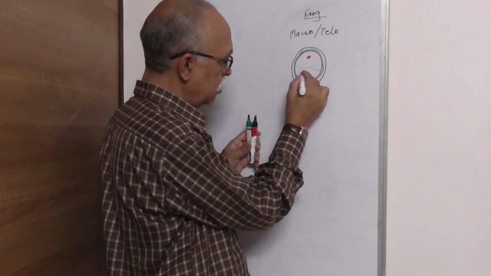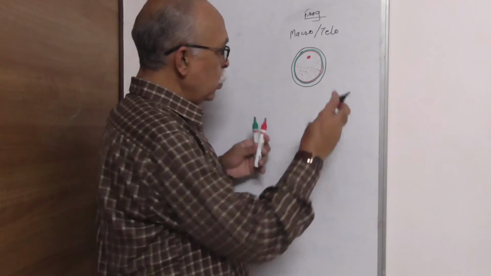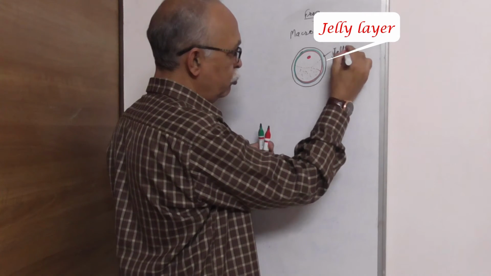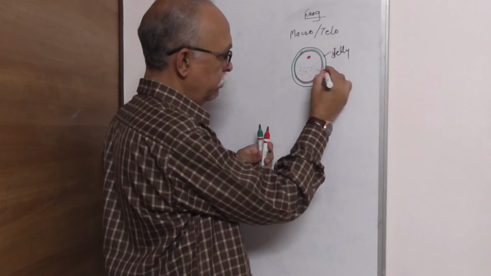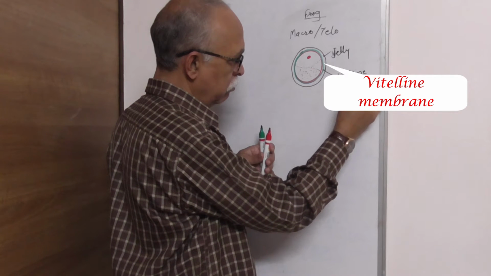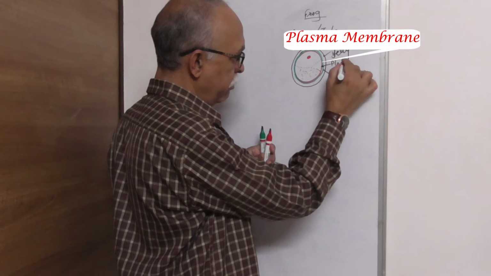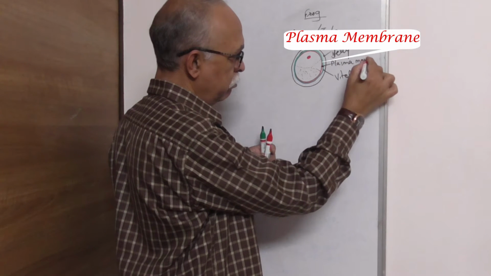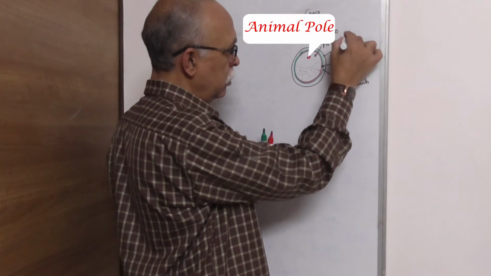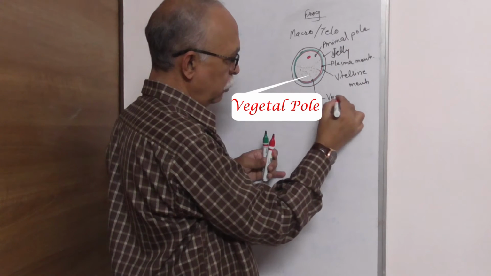This is all yolk, so this is a vegetal pole. Now you can note, let's label the parts. This is the jelly-like layer. This is the vitelline membrane. Here is the plasma membrane. This is animal pole that contains cytoplasm and nucleus. This is vegetal pole.